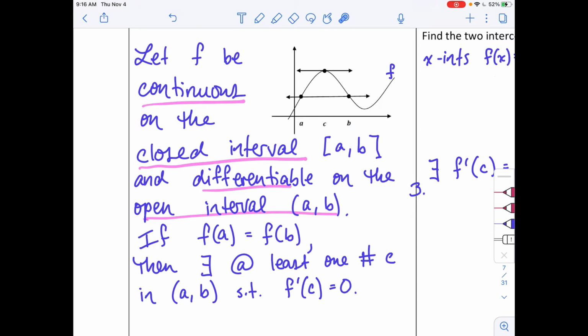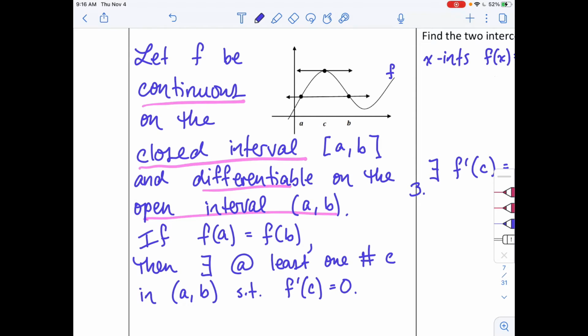So for example, graphically, that would look like this. See how they have the same y value at both a and b on this curve. So if f of a is equal to f of b, then there exists, that's what that backwards e is, at least one number c in this interval such that f prime of c is equal to 0.